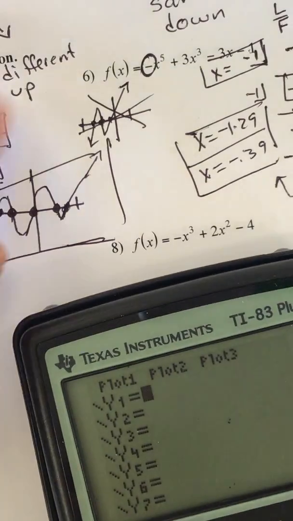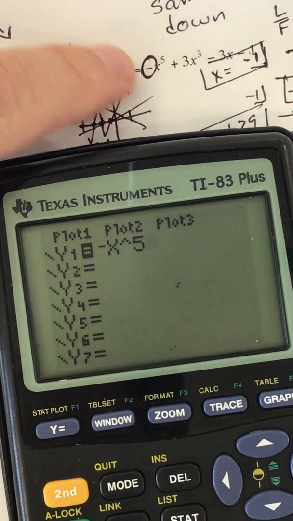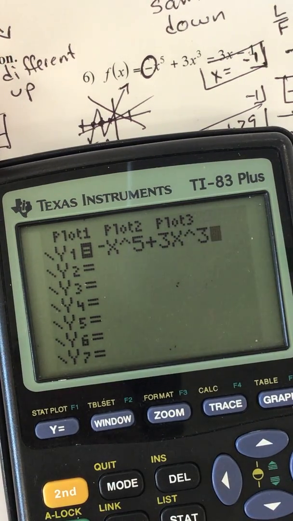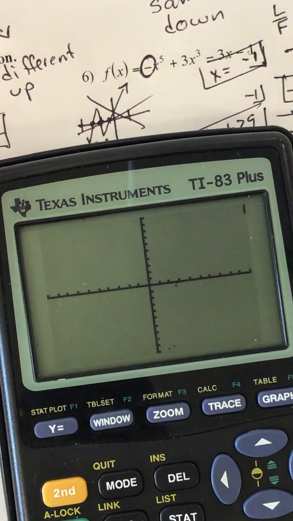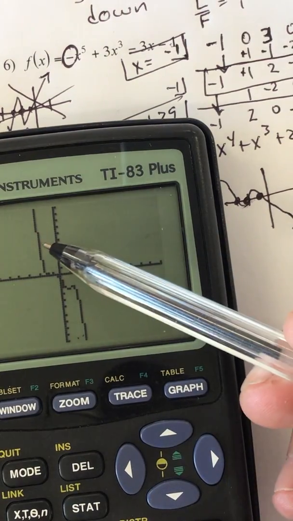And if we type that in our calculator, the original, negative x to the 5th plus 3x to the 3rd minus 3x minus 1, and see what that looks like. I should be expecting the wiggles right in here. Okay, so see where they are?